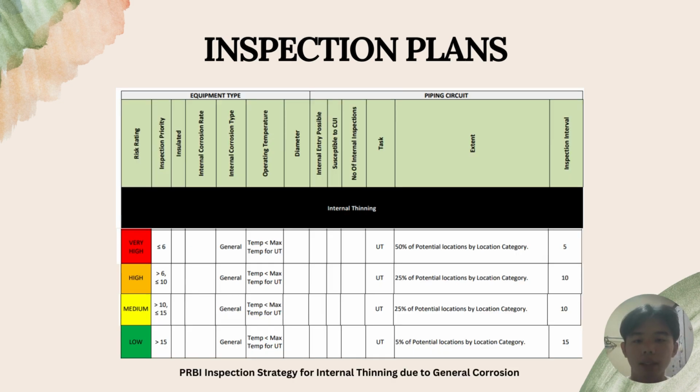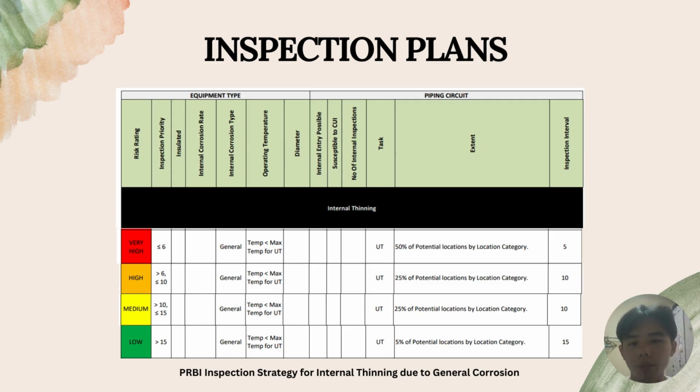Next, we look at the PRBI inspection strategy for internal thinning damage due to general corrosion. From the table, we can see that when the risk rating is very high, the inspection priority is also very high with a number of less than 6. Then the inspection extent is larger, which means that 50% of potential locations need to be inspected. And then the inspection interval is also very short, at 5 months.